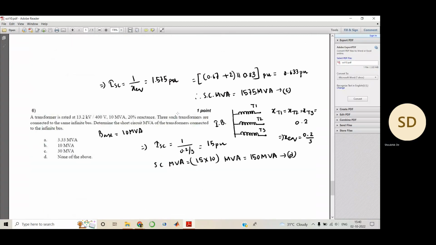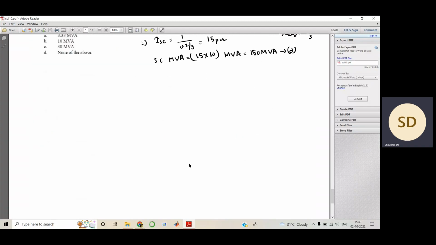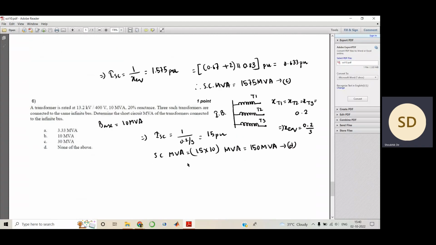Now let's look at question number 6, which is the last question of assignment number 10 we will be looking at. So here, this is also a very simple problem. They have told a transformer is rated at 13.2 kV, 400 volt, 10 MVA, 20% reactance. Three such transformers are connected to the infinite bus. Determine the short circuit MVA of the transformers connected to the infinite bus.